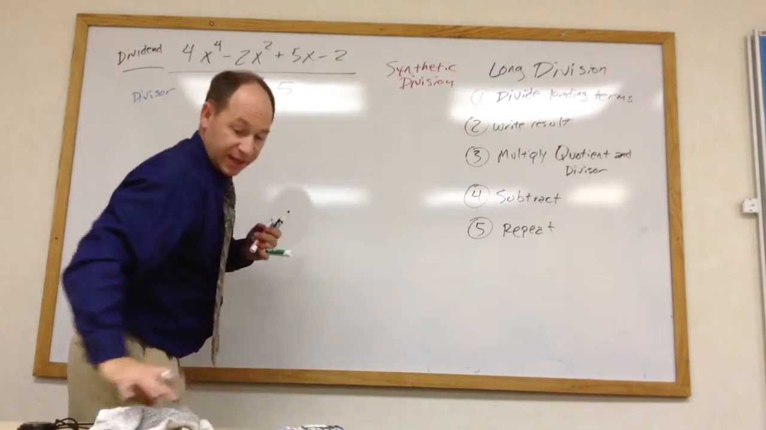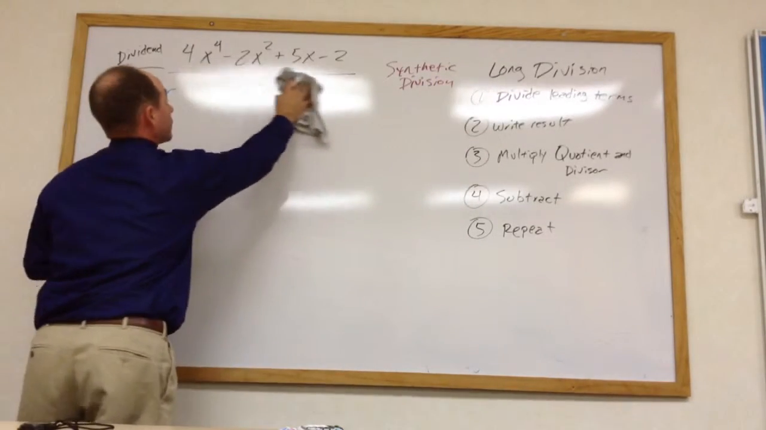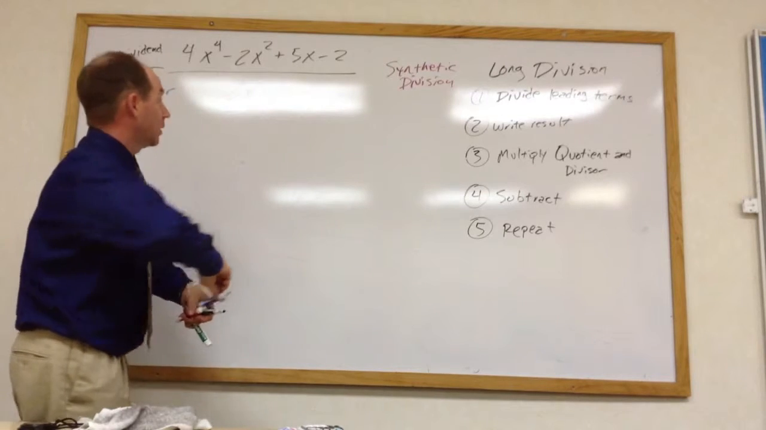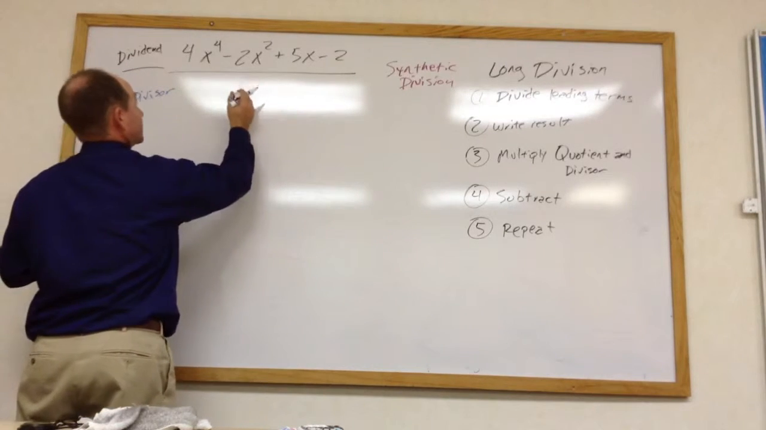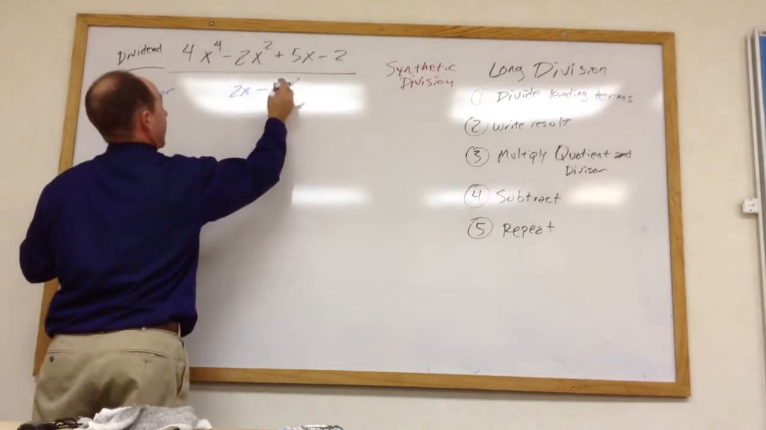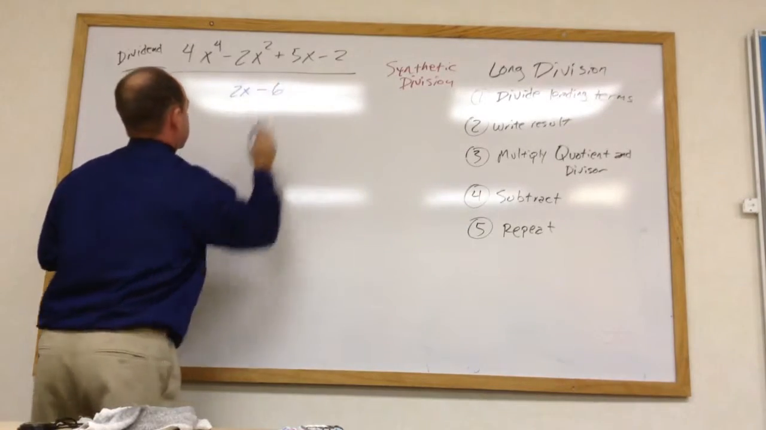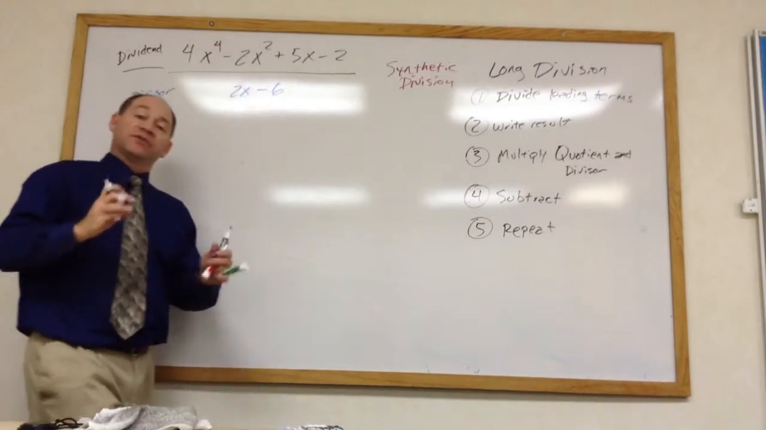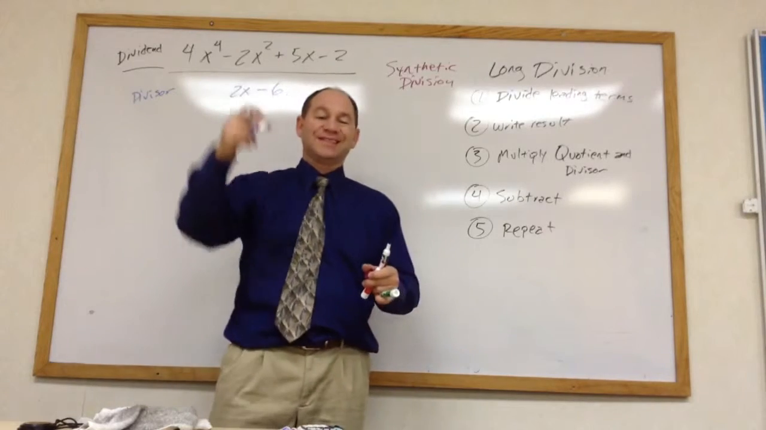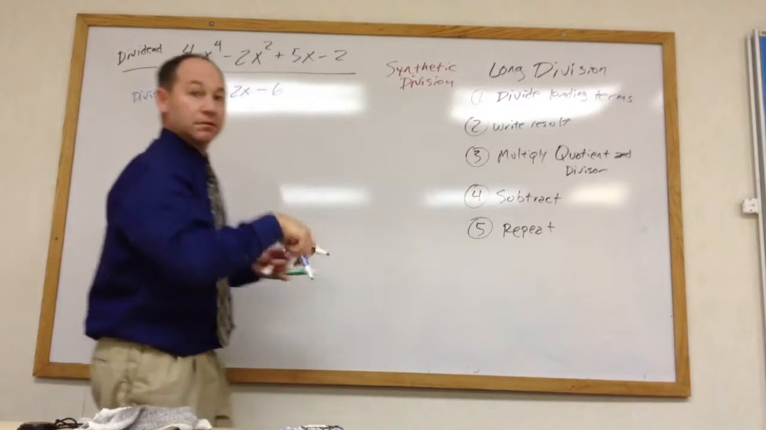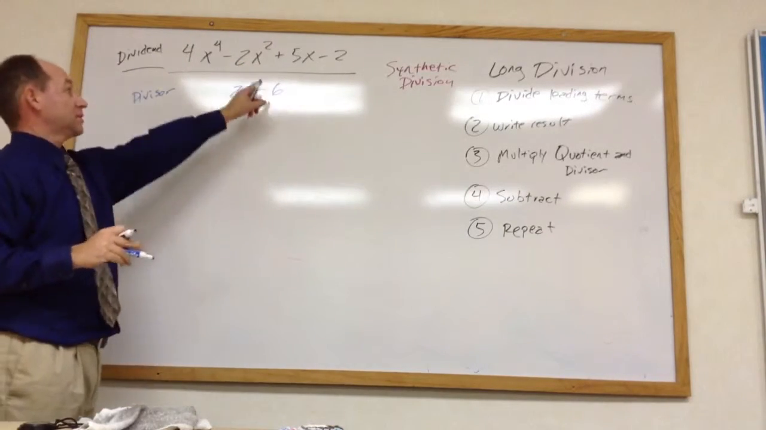All right, but we cannot do a synthetic division problem when that's x squared. So let's take this as 2x minus 6, let's just say. Okay? So for synthetic division, that's the first rule: the divisor on the bottom has to be linear. This has to be degree 1.